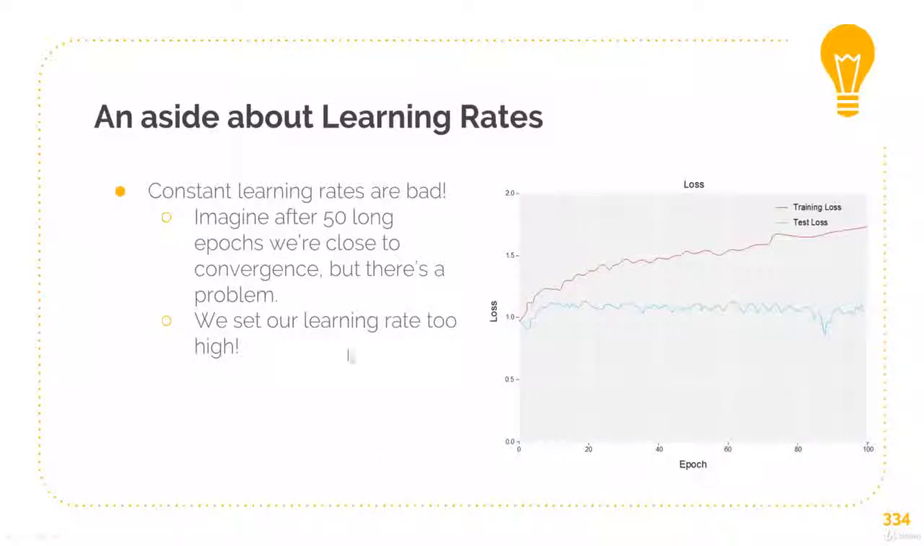So, a quick aside about learning rates. Now, constant learning rates are generally bad, especially if you start off too big. Imagine after 50 long epochs, when we're thinking we're close to convergence, but then a problem occurs. Our learning rate basically bounces around, and our training loss and test loss basically stop improving. That's a bad situation when you're training. So you always want to use a learning rate that's as small as possible, without being too small, because a too small learning rate would simply take forever to train.